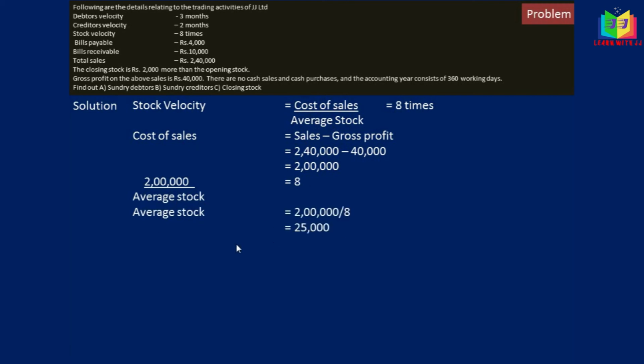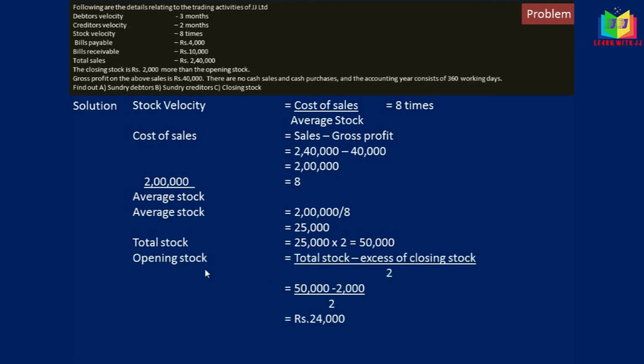For finding the opening stock and closing stock, first we have to find out the opening stock. For that we need to know the total stock. Total stock is nothing but average stock into 2. We'll get 50,000. And now we can find the opening stock. Opening stock, total stock minus excess of closing stock. That is, in this problem it is clearly mentioned the closing stock is rupees 2,000 more than the opening stock. So the closing stock is 2,000 more. So excess of closing stock is 2,000. So we'll get the opening stock is 24,000.